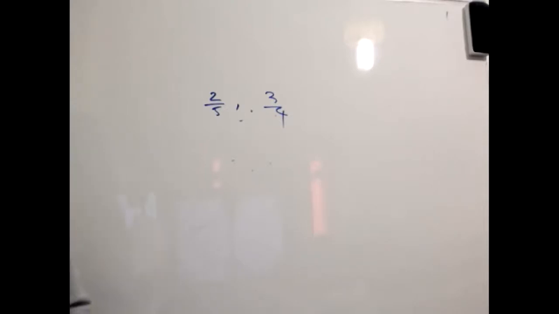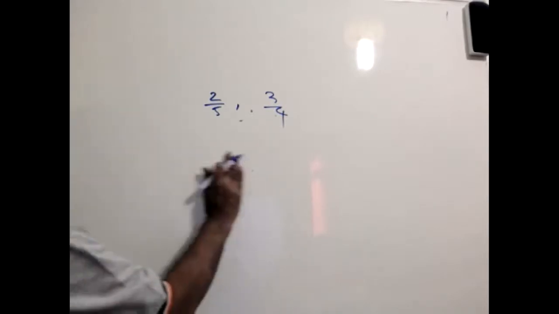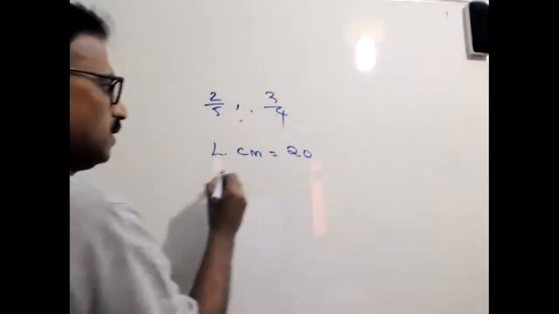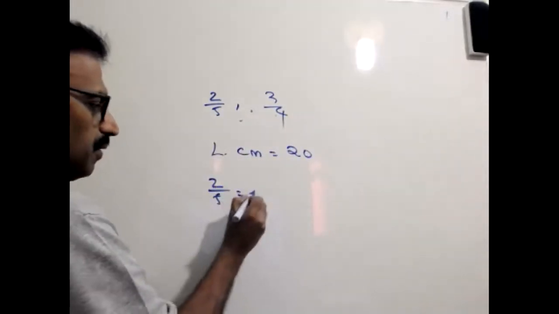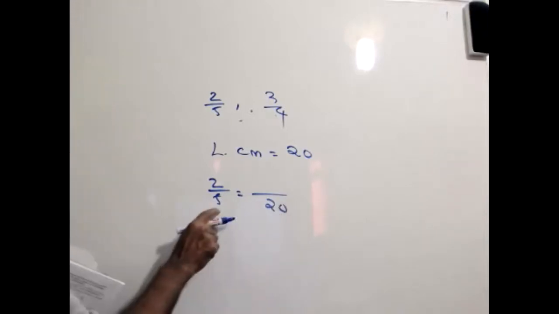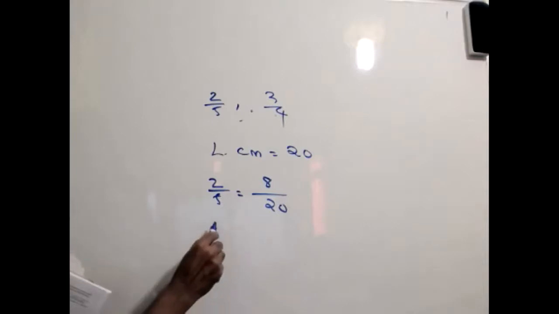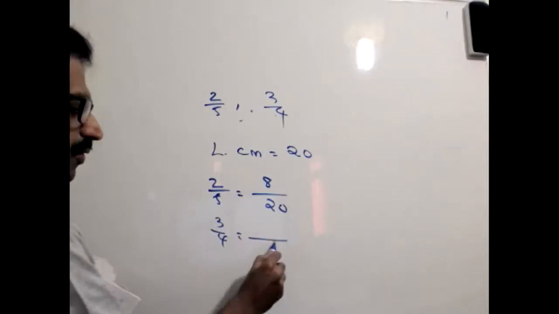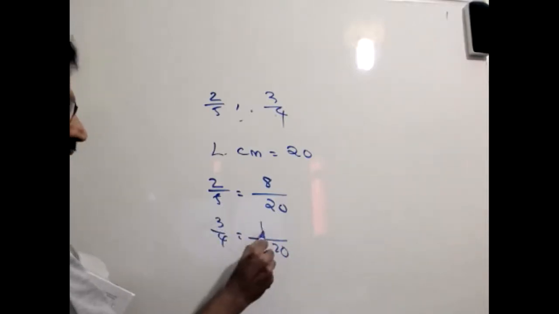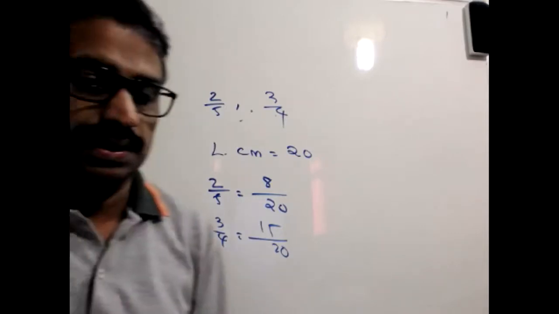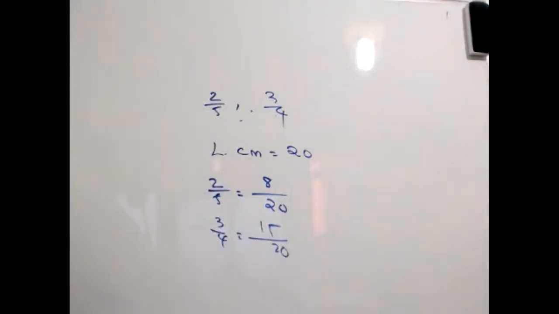What will we do? Come on. This question, you have to find the LCM. Okay. LCM is 20. So 2 by 5 equal to, 5 into 4, 20, here 8. Then 3 by 4 equal to, 4 into 5, 20, 15 now. So then what you can write? 9 by 20, 11 by 20, like that we can write. Okay? Is it okay or not?